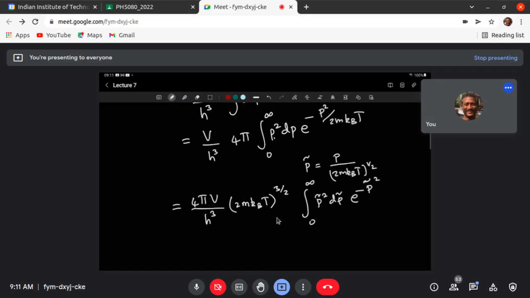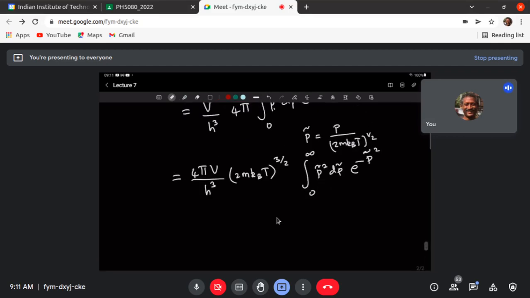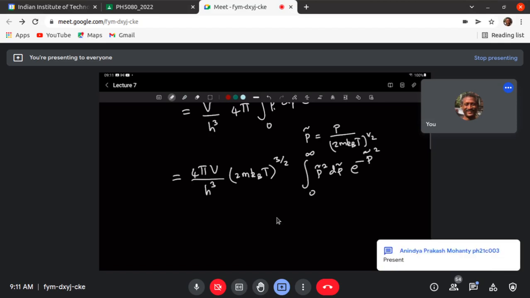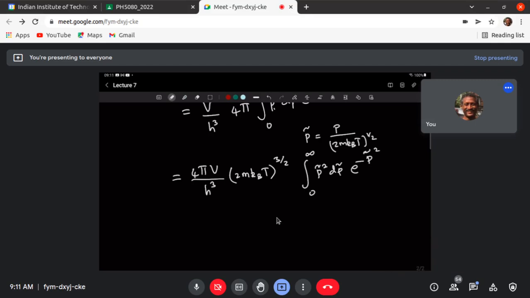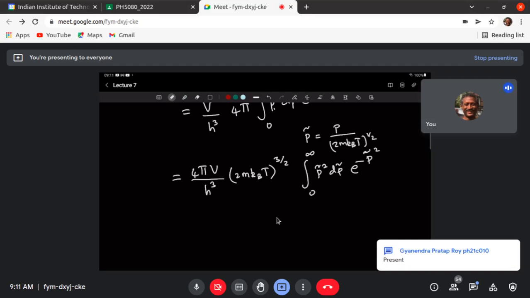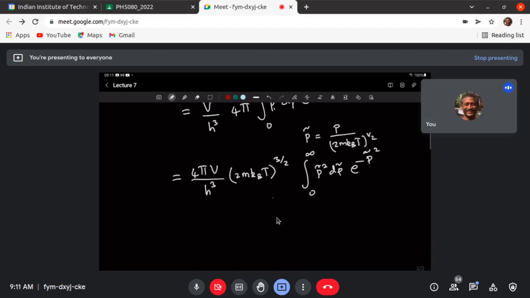Okay, so we need to do this integral. Does anybody know what this integral is equal to? Or at least tell me how you would go about doing this integral. This is just some number. So we have all the quantities, the dependence on everything, and we just need to do this integral.